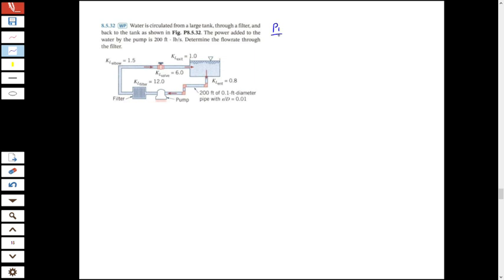So P1, elevation, velocity, plus the pump portion, and then P2, specific weight, Z2, velocity, and then head loss. And the head loss here is the summation of all of these.